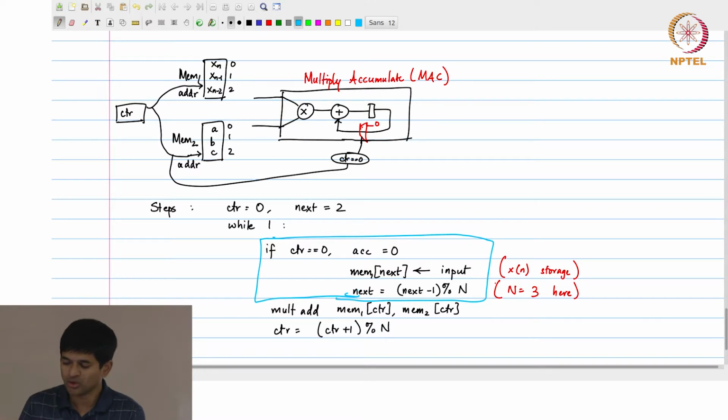If you look at how this works, the way that I have written it here, the counter will go 0, 1, 2, 0, 1, 2, because of modulo n. Percentage n basically means when it reaches 3, 3 percentage 3 will become 0. It's a modulo counter. This is essentially something called a circular buffer.